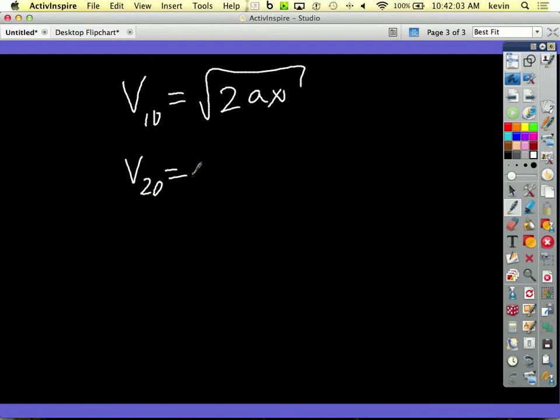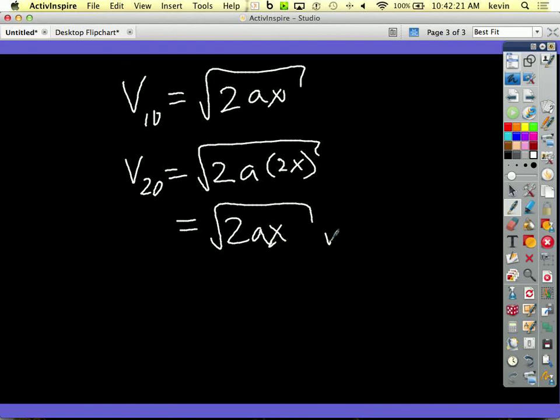All right, let's take a look. If we know V10 is equal to the square root of 2ax, with x being 10, then does it make sense to you that V20 is equal to the square root of 2 times a times 2x? Does that make sense? Any questions on what I did there? Let's put a 2 in front of the 10, that's it. So do you see that that equals the square root of 2ax times the square root of 2? Did I lose anybody?